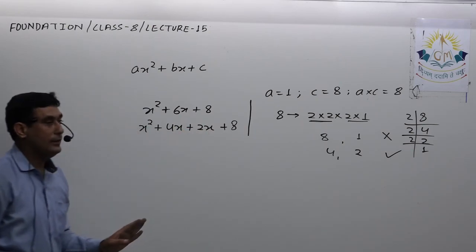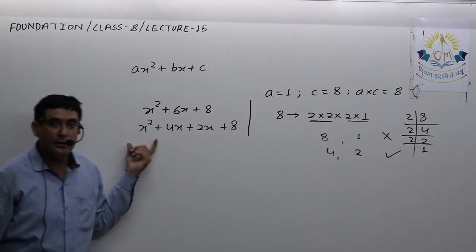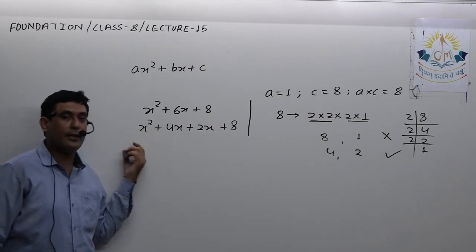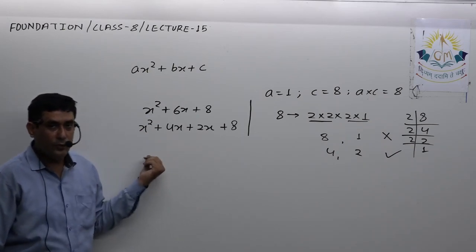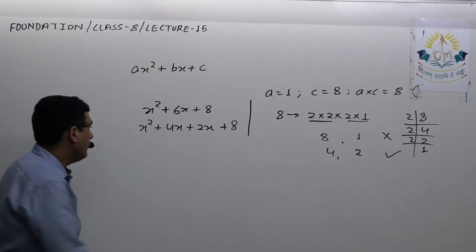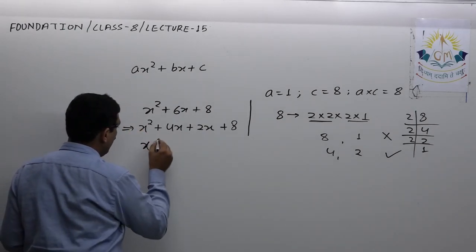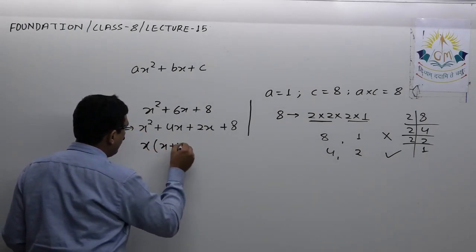Now we can proceed. Now it's very easy. You can see this is almost the first type or second type of factorization. Over there 4 terms were given and we had to take common from the first two and last two. So from these two I can take x common. So if I take x common, here I will get x plus 4.